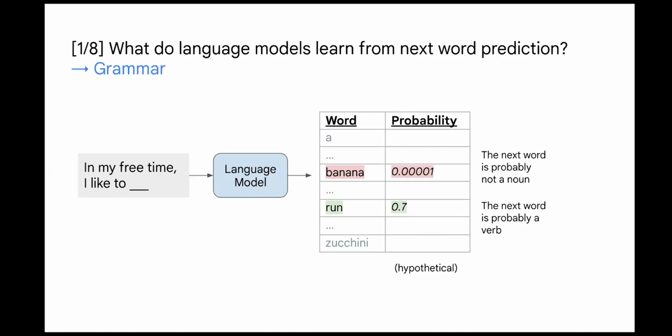Okay, so I'll go over a couple of examples of what language models can actually learn from this next word prediction task. A first, very easy thing that language models can learn is grammar. Take this example: "In my free time, I like to." The language model learns that the next word is probably not a noun, and it's probably a verb. Again, these are just hypothetical probabilities. So it learns something about grammar just from this next word prediction task.